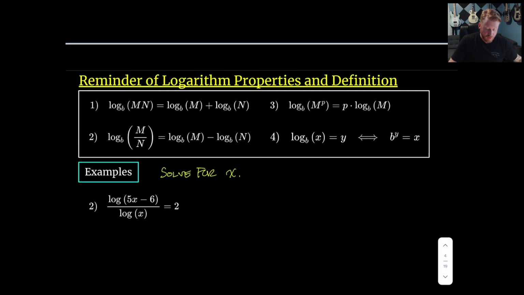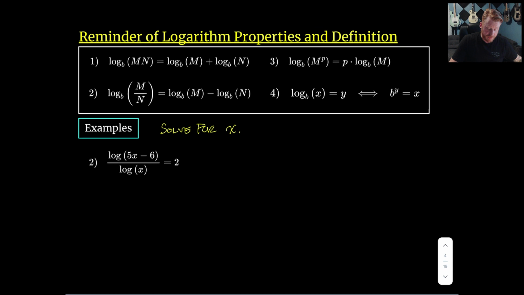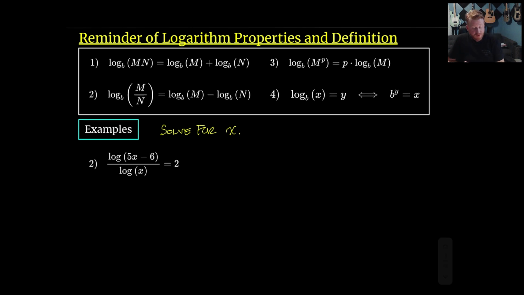All right, moving on here, we'll look at another example. So these are the same properties from the previous page, just a different question here. So we're asked to solve for x just like before. And what we want to do here, I think a good first step is to multiply both sides by this denominator here so we can clear it out.